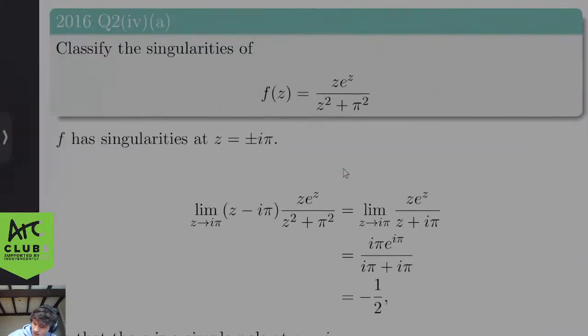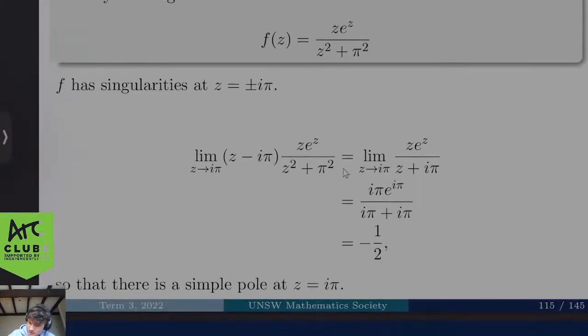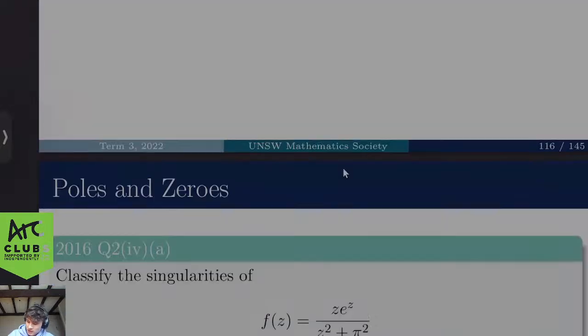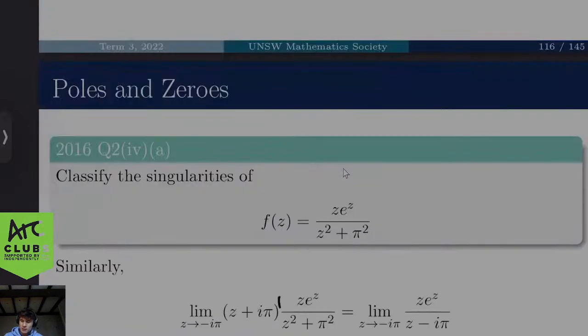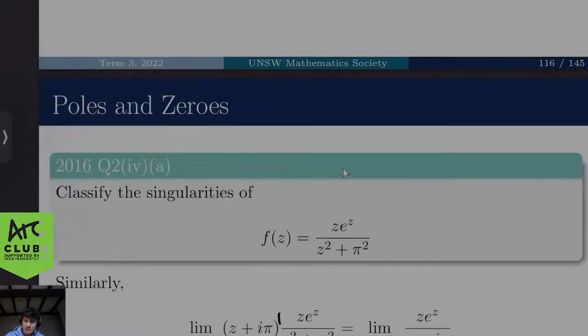Alright, now we'll look at the second point, which is negative i pi, and we get the same thing. We have a simple pole because we only have to look at the first power. Alright, so that's how we classify singularities.